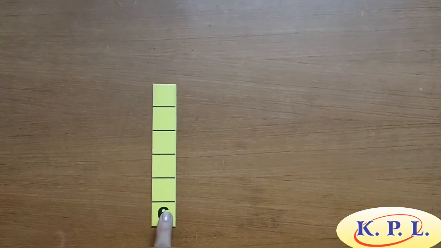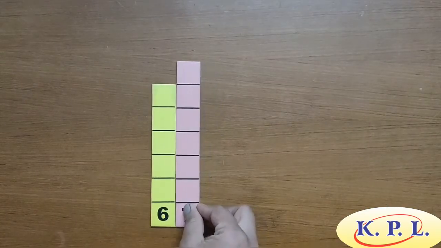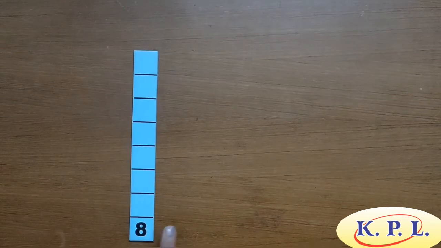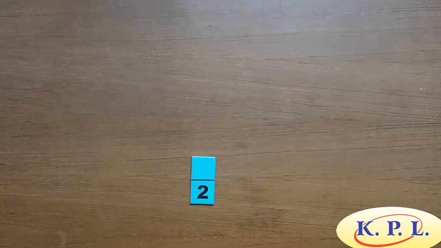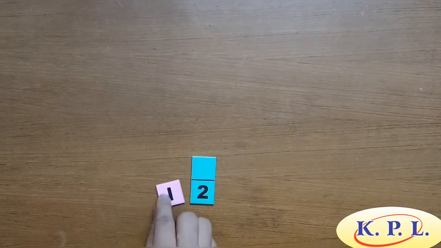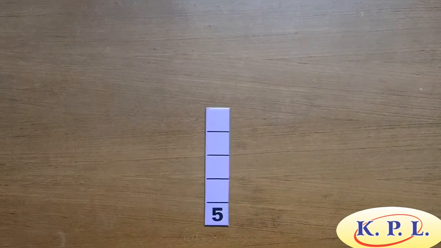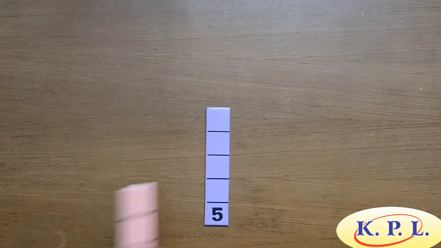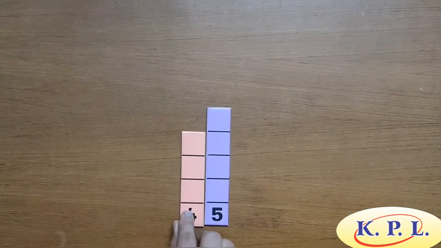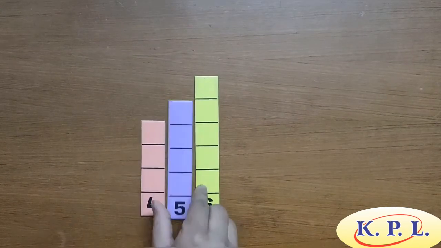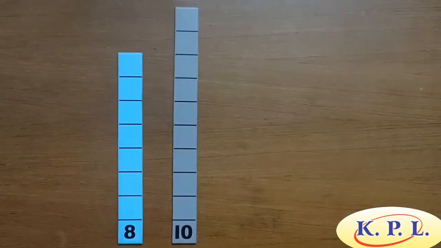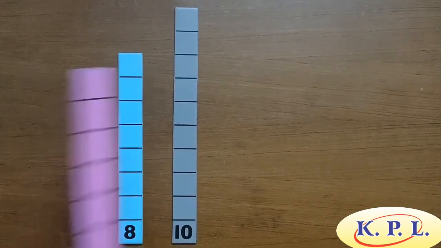So, what comes after 6? 7. What comes after 8? 9. What comes before 2? 1. What comes before 5? 4. What comes in between 4 and 6? 5. What comes in between 8 and 10? 9.